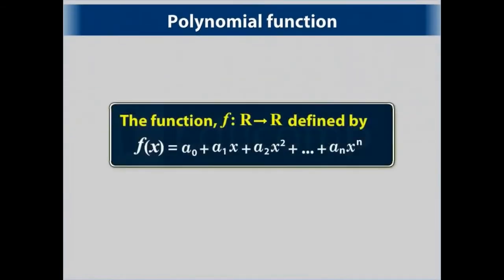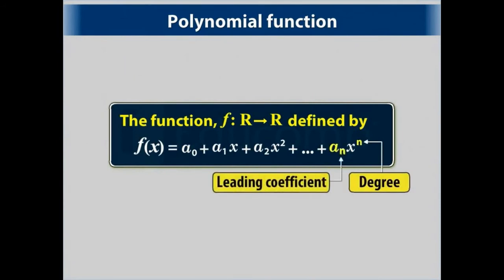Let's now learn about a polynomial function. A function from a set of real numbers to a set of real numbers defined by f of x equals a sub 0 plus a sub 1 x plus a sub 2 x squared plus so on till a sub n x raised to the power n. In this function, the highest power of the variable is n, so the degree of the polynomial is n, and the coefficient of the term with the highest degree is called the leading coefficient.